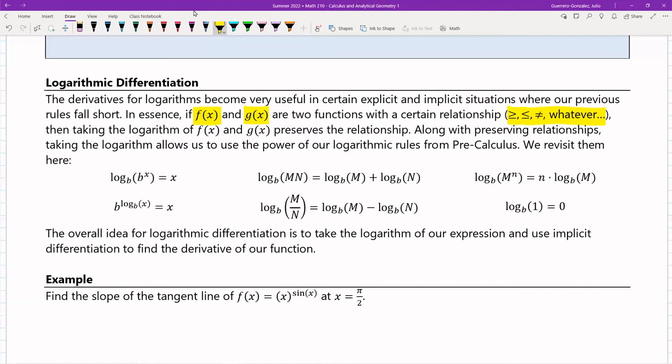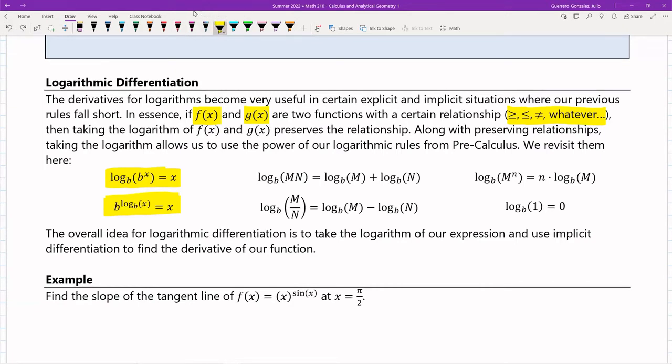To make it even better, logarithms preserve the relationship, and we can use all of our logarithm rules that we learned way back in pre-calculus. So first thing I want to do is just revisit a couple of these that we're going to use. This one and this one basically say that if you take b to an exponent, or log base b of something, then they cancel. This is what most people call the cancellation rule between logarithms and exponents. Basically, the log and the exponent, base b of course, cancel out, and you're just left with x.